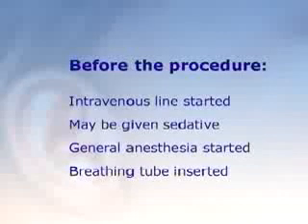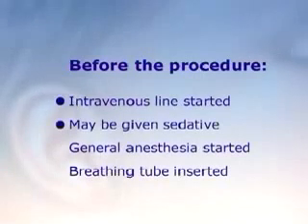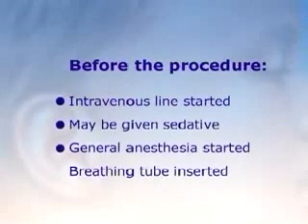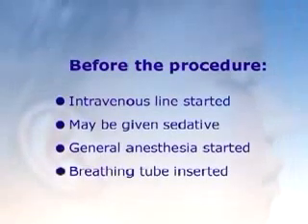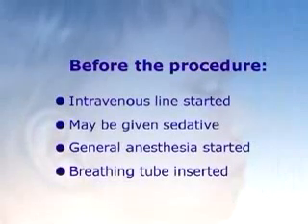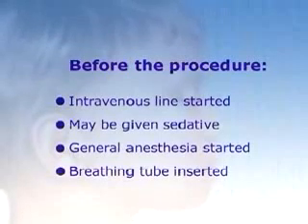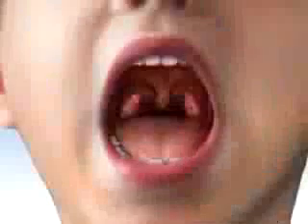When you arrive at the hospital for your procedure, an intravenous line will be started and you may be given a sedative to help you relax. Most cases are done under general anesthesia, which will put you to sleep for the duration of the operation. A breathing tube will be temporarily inserted through your mouth and into your throat to help you breathe during the operation. Tonsillectomies and adenoidectomies are rarely done under local anesthesia in adults and never in children.